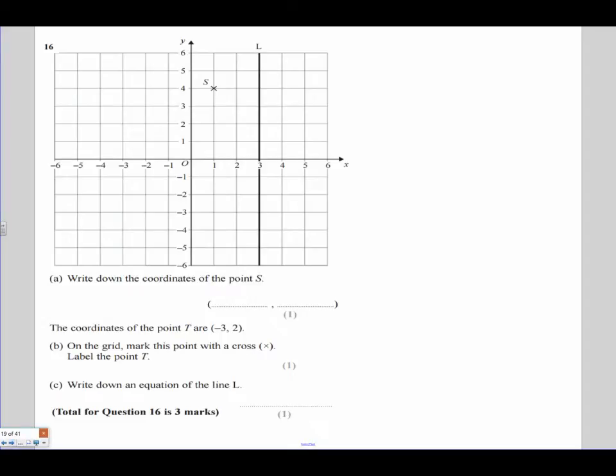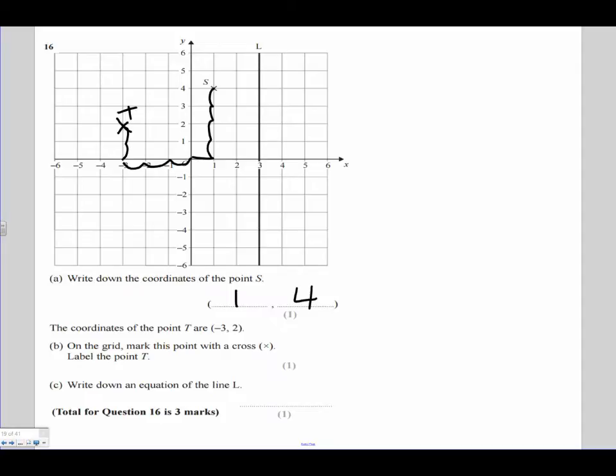Question 16. Write down the coordinates of point S. So to do our coordinates, the x coordinate first, so we go across. So it's 1, and then the y coordinate 1, 2, 3, 4. So 1, 4 is the correct answer for the point S. The coordinates of the point T are minus 3, 2. Because it's minus, from here we go left, 1, 2, 3, and then we go up 2. So point T is here.